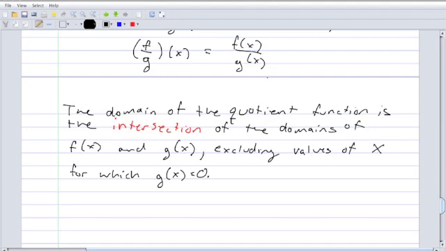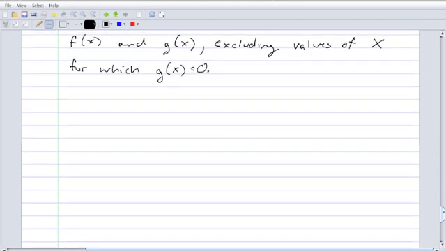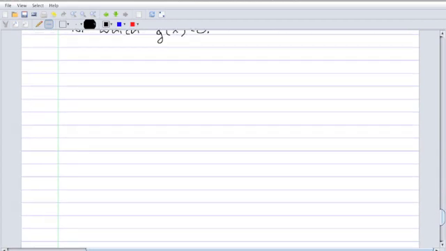Okay, let's see if we can reproduce this. All right, so this is the last example. Then have a good weekend. All right, so example 6.